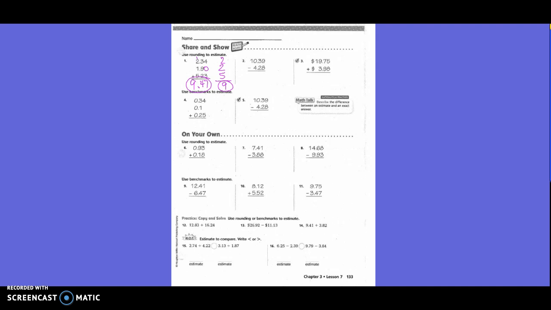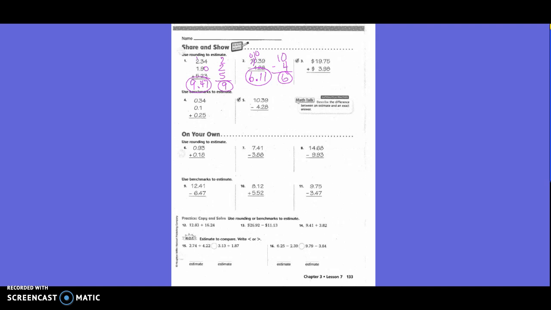All right, number 2 for our estimate. Is 10 and 39 hundredths going to be closer to 10 or to 11? 10. So 10 minus 4 and 28 hundredths. Is it going to be closer to 4 or 5? 4. So 10 minus 4 is 6. All right, what do I do first? Bring down my decimal. 9 minus 8 is 1. 3 minus 2 is 1. This 0 becomes a 10, and this 1 becomes a 0. 10 minus 4 is 6. So is 6 and 11 hundredths close to 6? Yes.